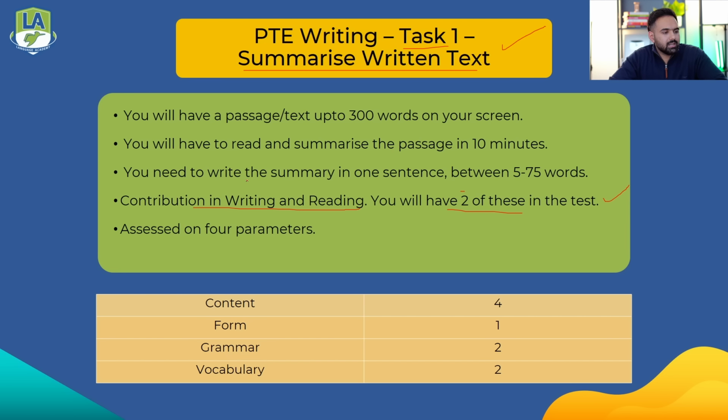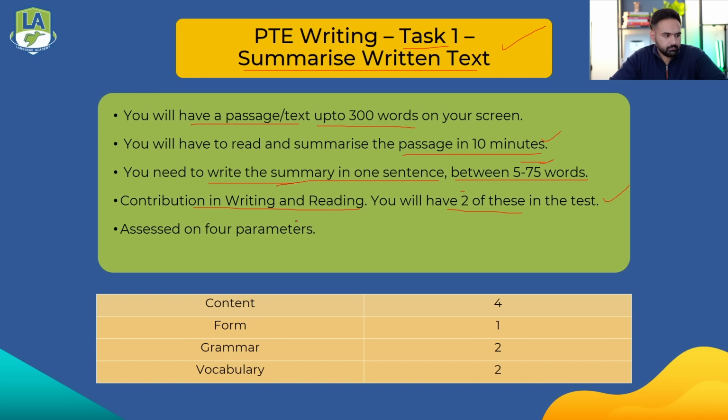What happens here, you'll get a passage on your screen. The passage can be up to 300 words long. You'll be given 10 minutes in which you'll have to write the summary of the passage. Means brief of the passage in just one sentence, and that sentence can be between 5 to 75 words. This is for PTE Academic.